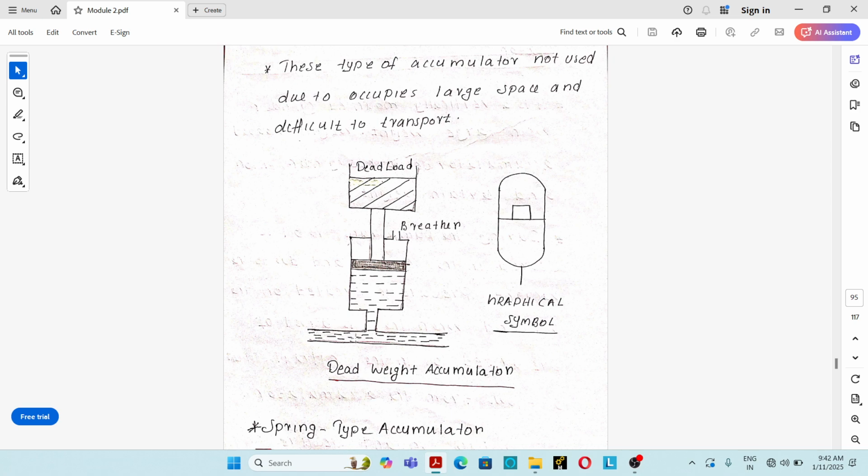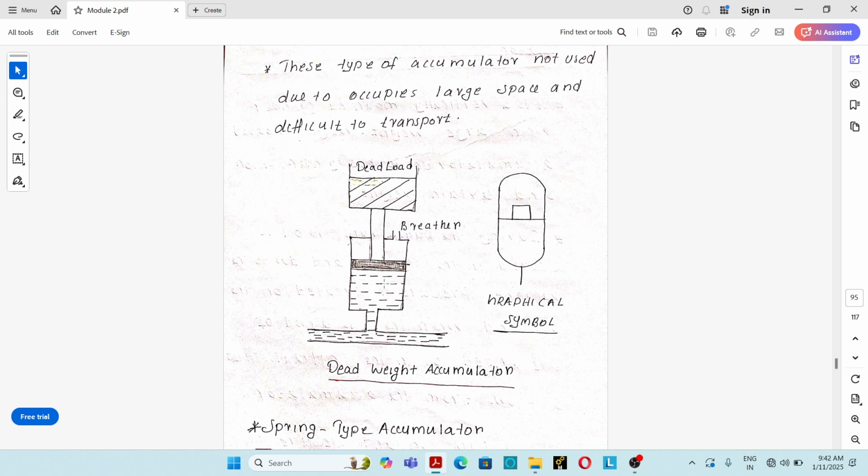When the pressurized hydraulic oil enters this cylinder, the piston moves upward. When the piston moves upward, the dead weight also moves upward. Then the energy of the hydraulic oil is stored in this accumulator as potential energy of the dead weight. When the dead weight moves upward, its potential energy increases. So the hydraulic energy of the oil is stored as potential energy in the dead weight.